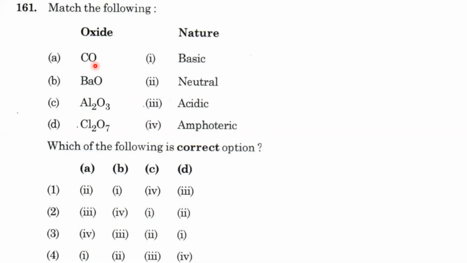Now carbon monoxide is neutral. So for A, the second subdivision is present in the first option only. BaO is basic, so B is the first subdivision. Alumina is amphoteric, so C is the fourth subdivision. Cl2O7 is acidic, because with water it gives perchloric acid, which is an acid. So for the fourth option, the third subdivision. So the answer for this question is the first one, because here carbon monoxide is neutral. Okay, next question we'll take.